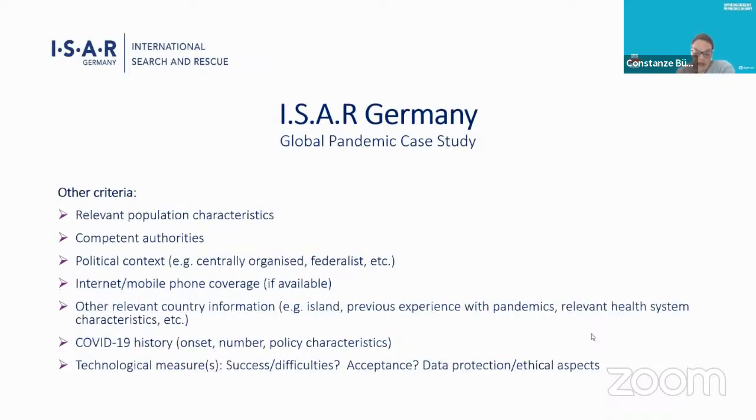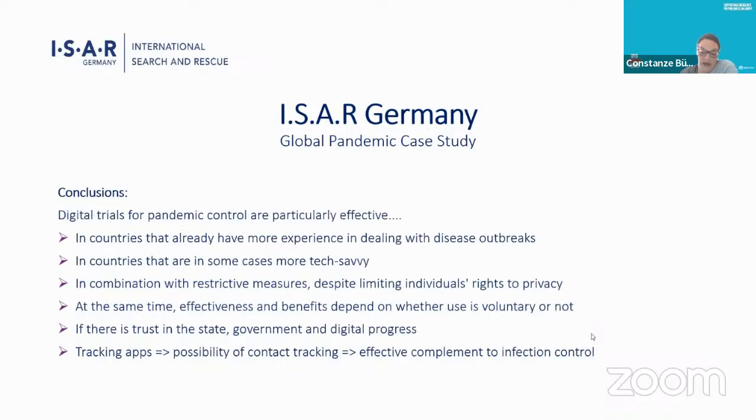At the same time, we looked at and compared the following criteria of the different countries. Mainly the COVID-19 history and other relevant country information, so previous experience with pandemics and relevant health system characteristics. Also, how is the internet and mobile coverage, if available, and how are the countries organized, centrally or federalistic, and other relevant population characteristics.